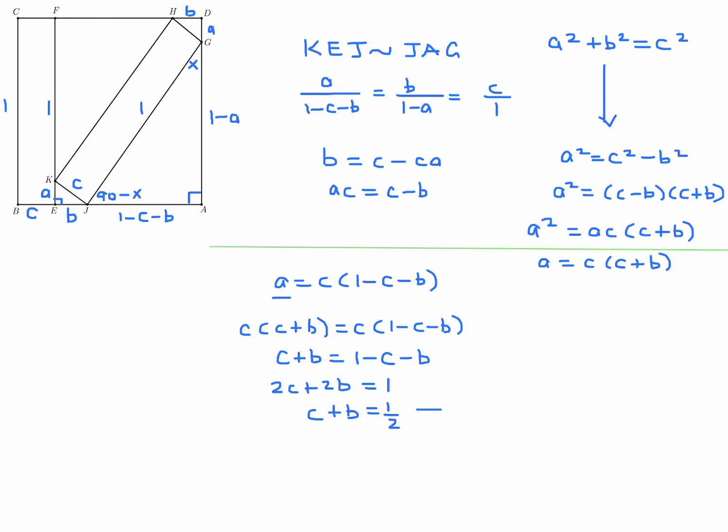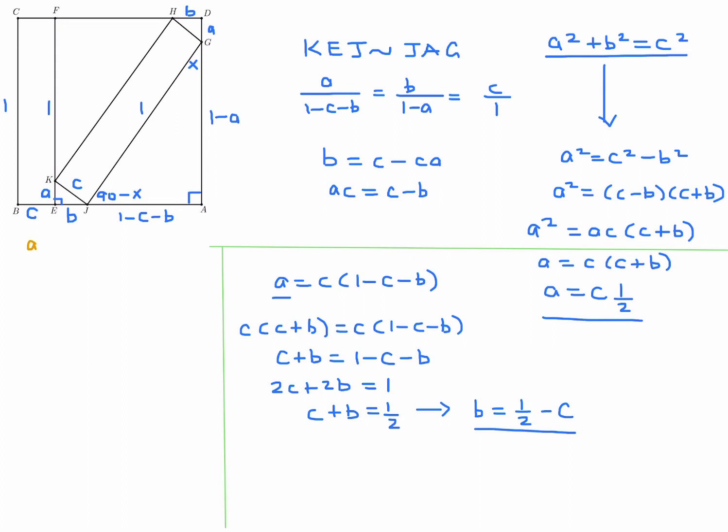And from that, we can write that B is equal to 1/2 minus C. All right. And if we substitute this into this guy, we get that A is equal to C times a half. So we have A in terms of C, we have B in terms of C. We can now plug them all into there and solve for C, which is exactly what they want us to solve for. So let's do that.